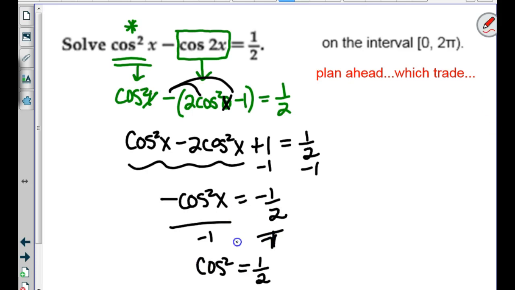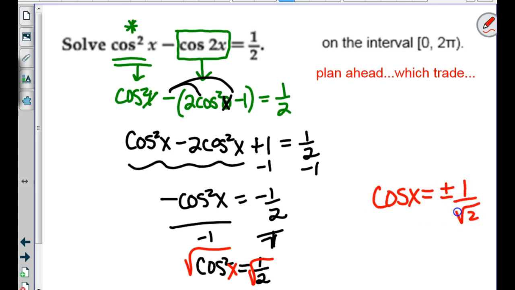All right, if I square root both sides, what do I have to remember? Whenever I square root, I get plus or minus. Okay, square root of 1/2. Well, square root of 1 is 1, square root of 2 is square root of 2, which simplifies to square root of 2 over 2. Okay, how many places does that happen in this interval, 0 to 2 pi? 4 places. Real quick, tell me where those 4 places are.